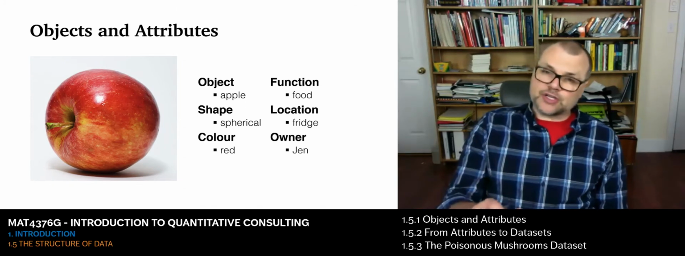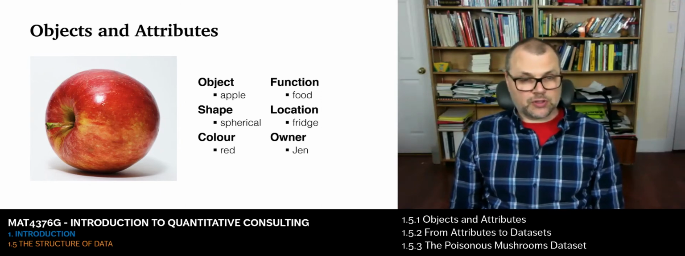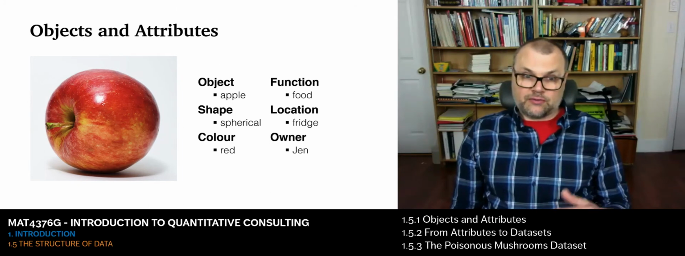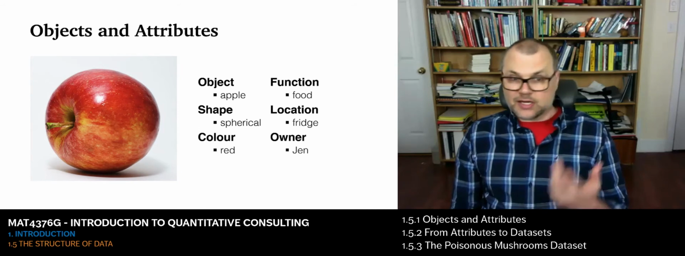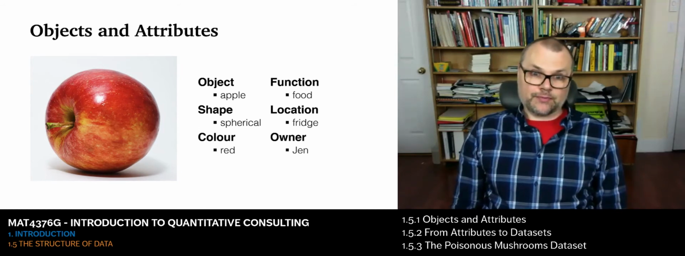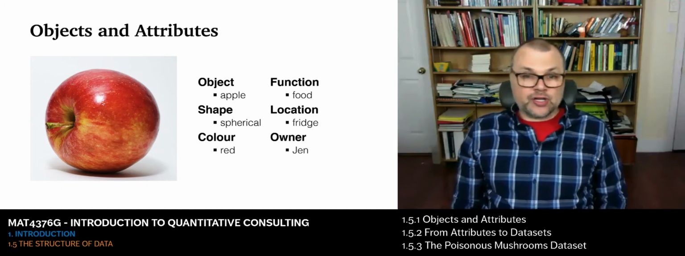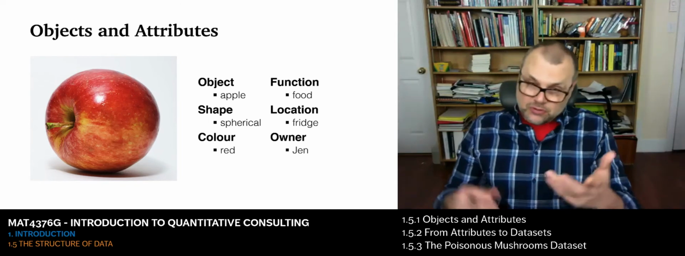But for the function, there's no ambiguity. We can all agree that the function of an apple is to be food. Well, for us, the function of an apple is food, but for the apple tree, that is not the function of the apple. The location, well, perhaps this apple is actually in the fridge, and the owner, if it makes sense to ascribe an owner to an apple, it could very well be Jen.